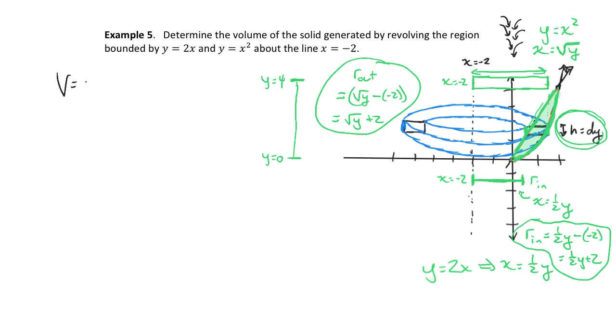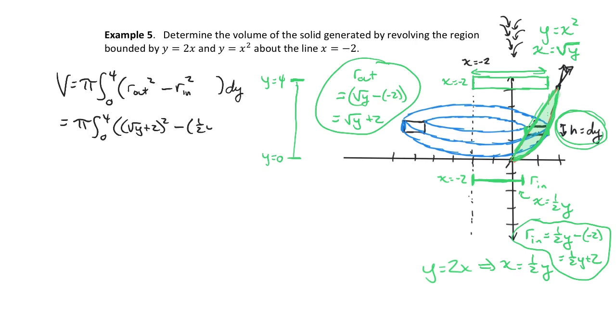So our volume is pi. We're going to do the integral from 0 to 4. And here's where we talk about the squaring of the radiuses. We could do outer radius squared times the thickness minus the inner radius squared times the thickness, both of which are multiplied by the thickness, which is dy. So we could factor that out. We'll have the outer radius squared minus the inner radius squared. So that's pi times the integral from 0 to 4 of the outer radius we decided was radical y plus 2 squared. The inner radius we decided was 1/2 y plus 2 squared dy.